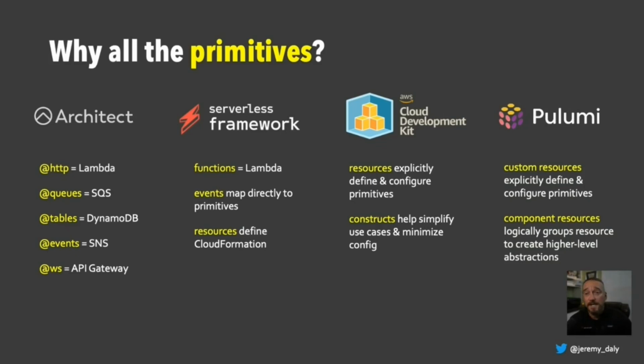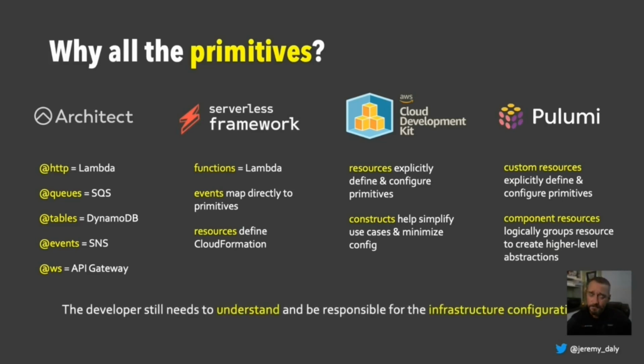Pulumi, same way, custom resources for those primitives or those component resources where you can group a bunch of these different things together. But really, the point of all of these things is you still need to understand and be responsible for any of the infrastructure configuration, and then really for the infrastructure that is deployed after the fact. So still really thinking about, I'm using a Lambda function, I'm using an SQS queue, that kind of stuff.